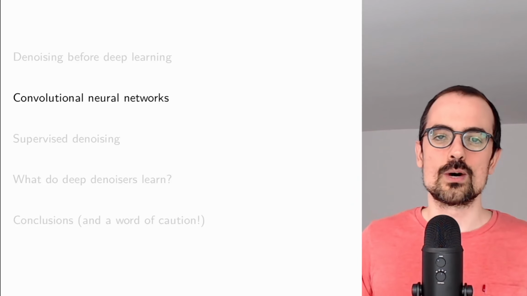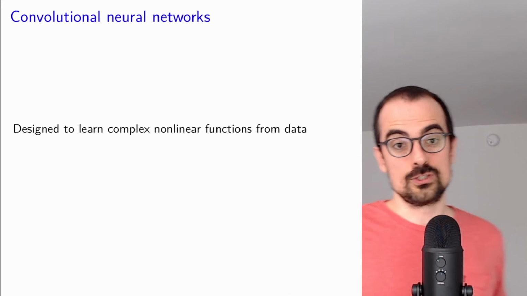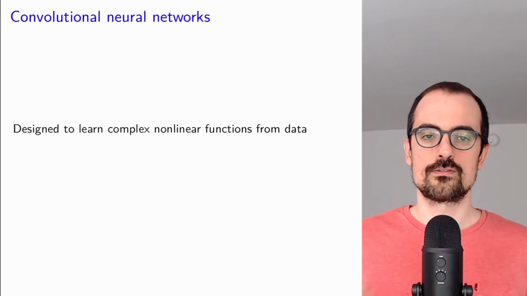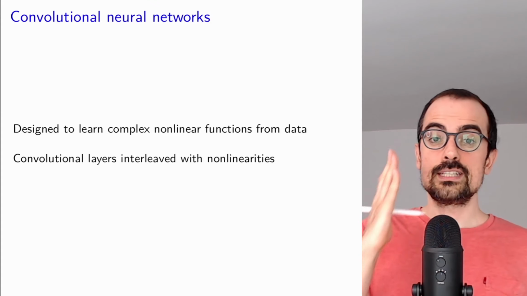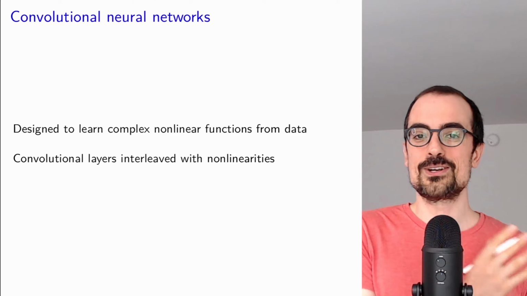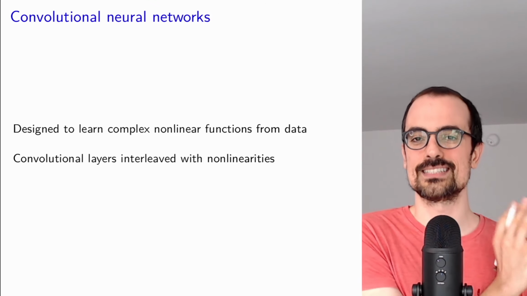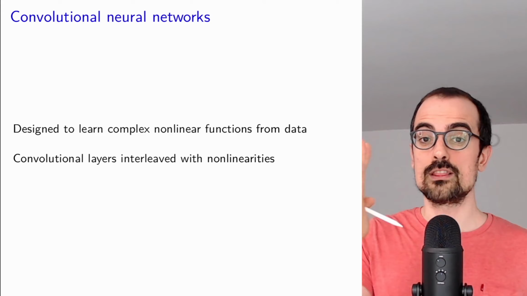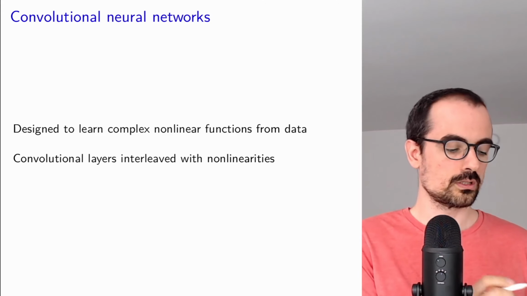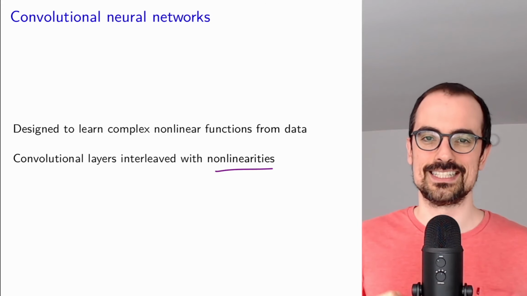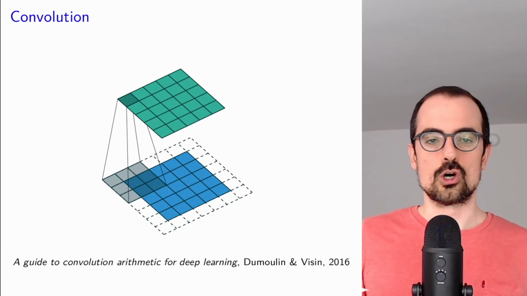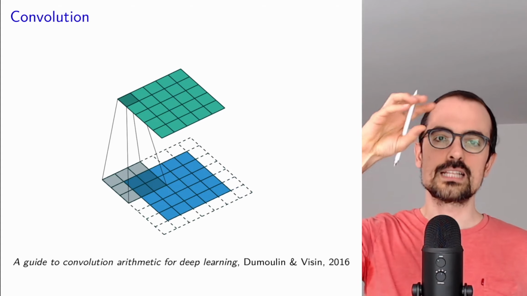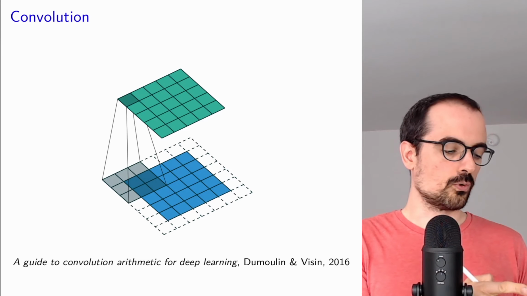Okay, so let's start explaining what convolutional neural networks are. Convolutional neural networks, as I just said, are designed to learn complex nonlinear functions from data. They consist of convolutional layers, which are very similar to the linear shift invariant filter that I showed you a few minutes ago, interleaved with nonlinearities. And we'll see in a moment why it is so important that there are nonlinearities in the mix. So these convolutional layers, again, operate essentially like a fixed linear filter that is applied all over the image in a convolutional way like this.